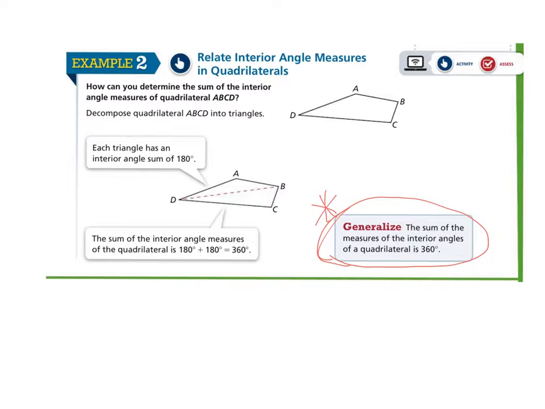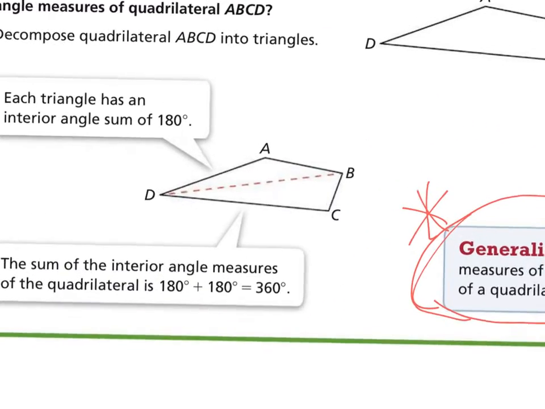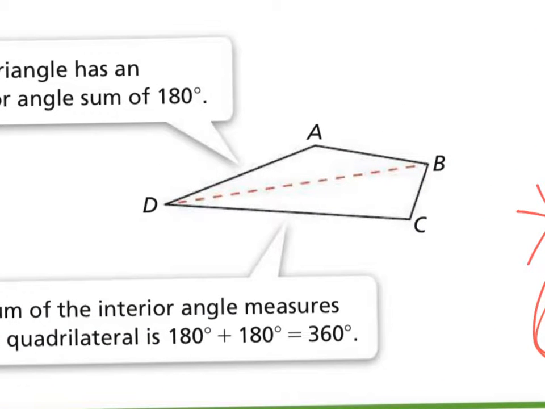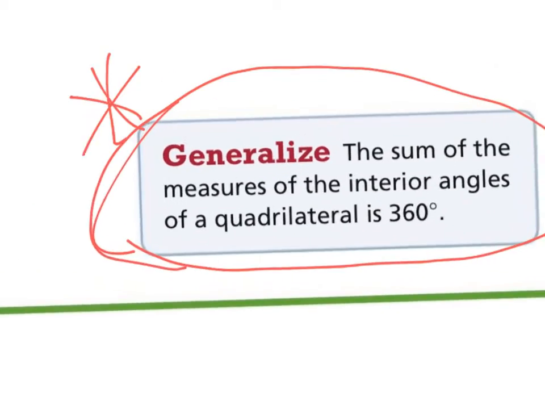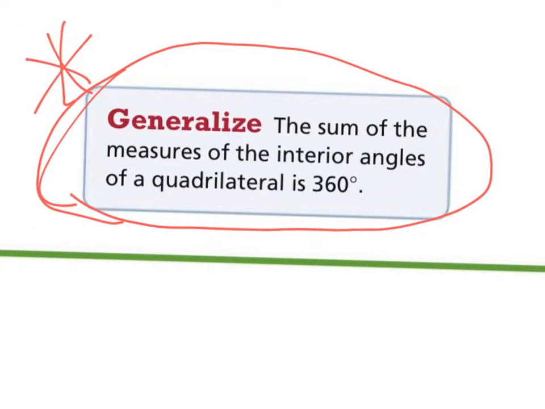Example 2, we're looking at a quadrilateral, which is a four-sided figure. What they're pointing out here is, on a four-sided figure, we could split that into two triangles. We know on a triangle we have 180 degrees, so if we have two triangles, we have 180 plus another 180, which would be 360 degrees. So that leads us to our other generalized box for the lesson. So the sum of the measures of the interior angles of a quadrilateral is 360 degrees.